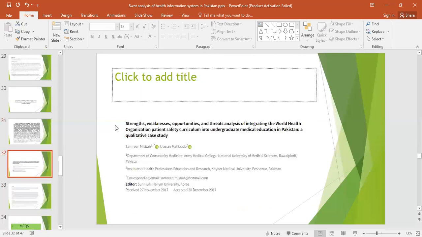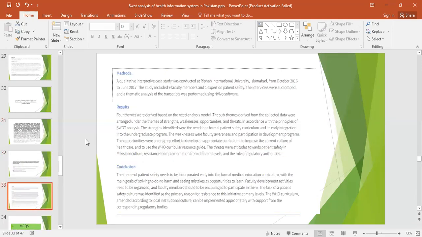And the next article is strength, weakness, opportunities, and threat analysis of integrating the WHO patient safety curriculum into undergraduate medical education in Pakistan, a qualitative case study. The conclusion of this article: the theme of patient safety needs to be incorporated early into the formal education curriculum with the main goal of striving to do no harm and seeing mistakes as opportunities to learn.